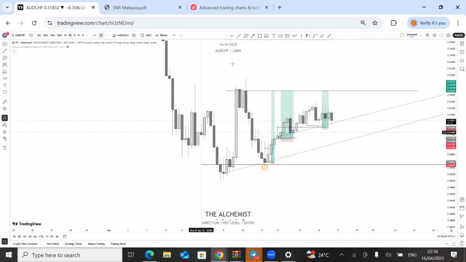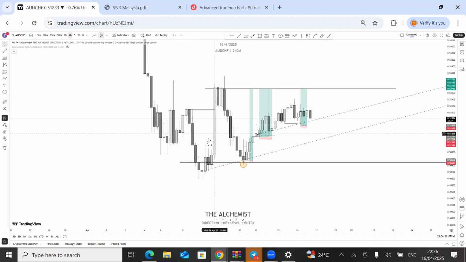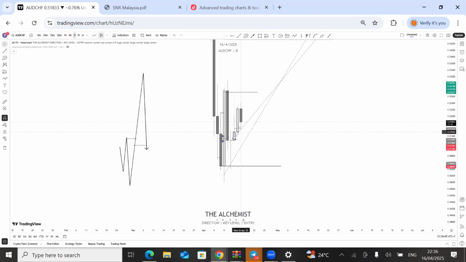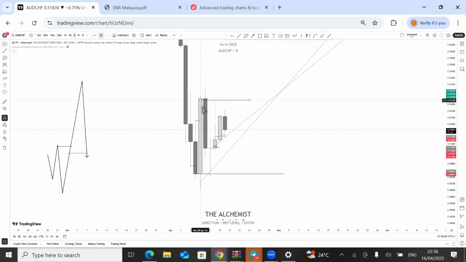We have a sweep, and we also have a break of structure here. Let's see this one. We also have a break of structure here to the upside. So expect price to move higher. So how did I get this setup? Just from this daily, when your price was bullish.